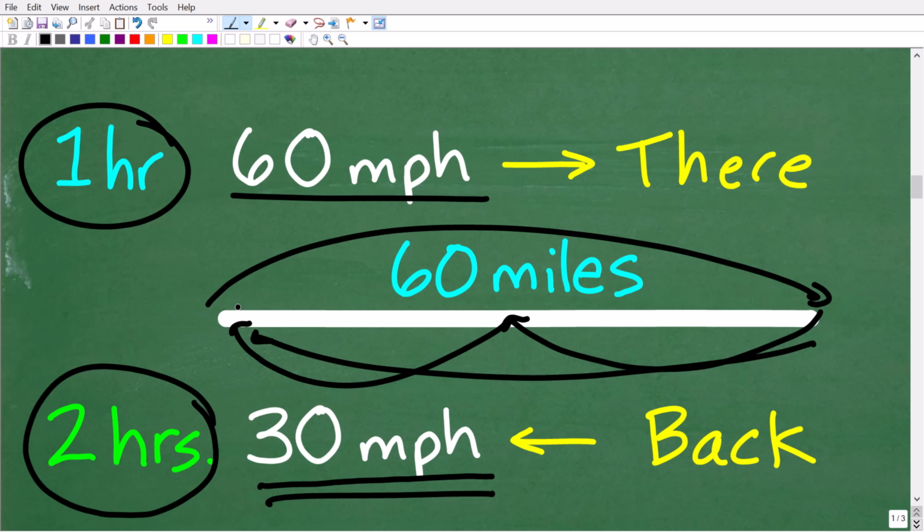Now what we need to do is to understand the concept of average speed.